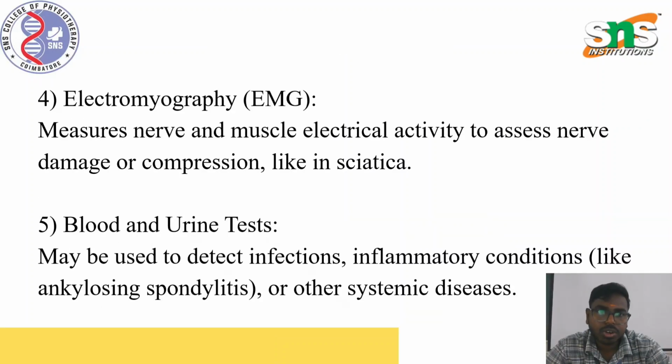The fourth is electromyography, also called EMG, which is used to measure the nerve and muscle electrical activity to assess nerve damage and compression in conditions like sciatica. And the fifth one is blood and urine tests, which show whether the person has an infection or an inflammatory condition such as ankylosing spondylitis or other systemic diseases.